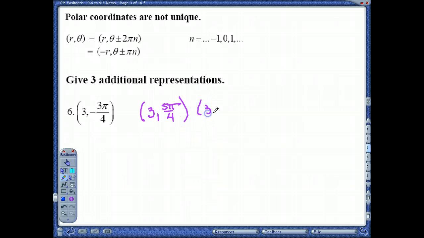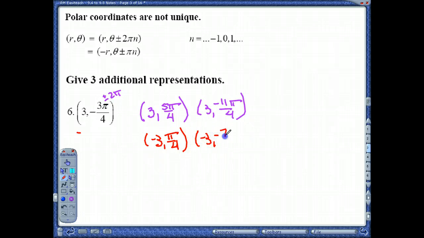Or I could have 3 negative 11 pi over 4. So all I did was add and subtract 2 pi here. Or I could change r to the opposite and then just add 1 pi, or subtract 1 pi. Okay? It's up to you. All of these representations are perfectly fine.